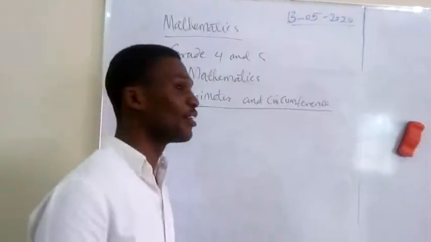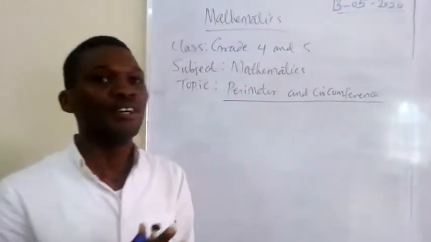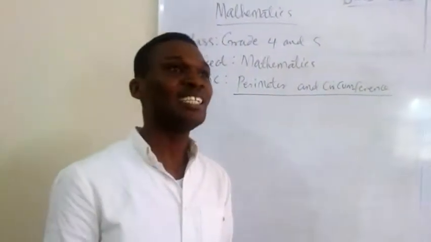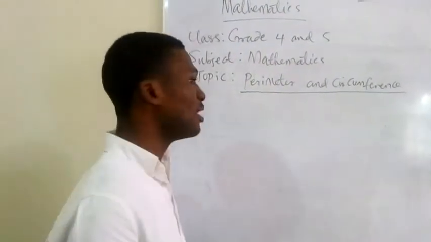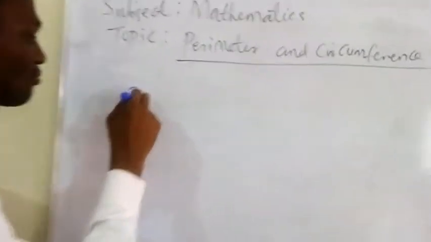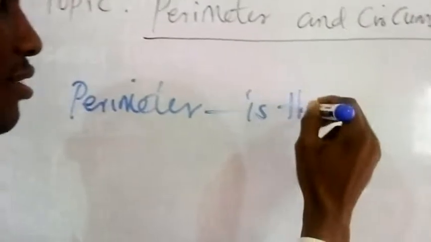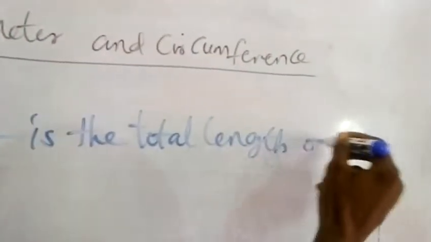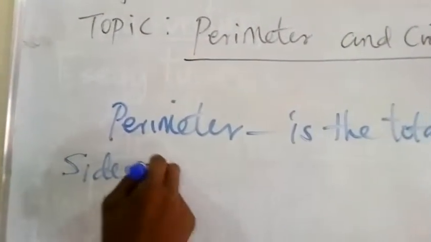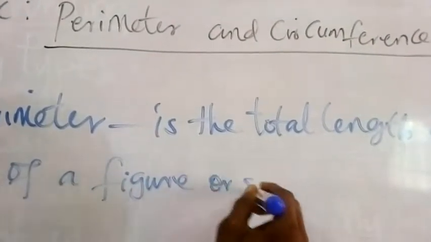Perimeter and circumference. Now you must have been hearing of perimeter and circumference. What is perimeter? Perimeter is the total length of the sides of a figure or a shape. Say perimeter is the total length of the sides of a figure or shape.